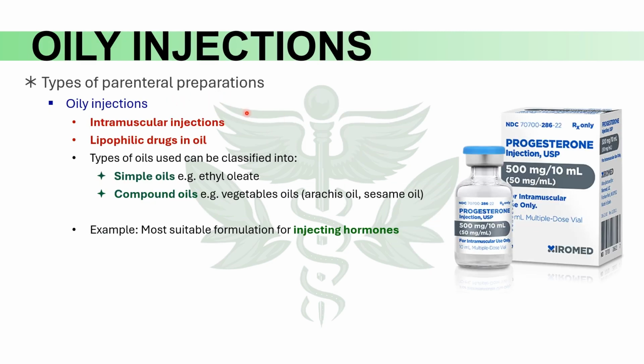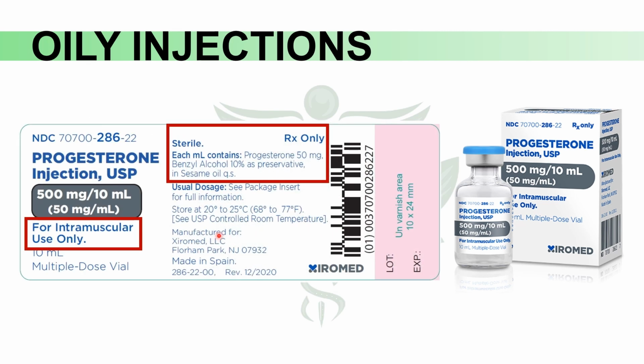Oily injections. They are intramuscular injections, and they are basically lipophilic drugs in oil. And we can use different types of oils. We can use simple oils such as ethyl oleate or compound oils such as arachis oil or sesame oil. Oily injections are mostly used for injecting hormones such as progesterone, as we can see from this diagram. And here we have the label of the progesterone injection. Again, I've highlighted the parts relevant to us. Oily injections are used as intramuscular injections, and the active constituent, which is progesterone, is placed in an oily vehicle, in this case, the sesame oil.